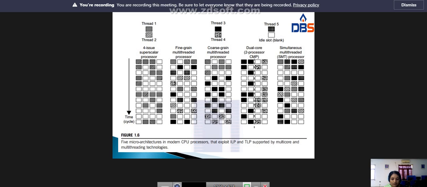Coming to the superscalar, what is meant by a superscalar processor? A superscalar processor is single-threaded with 4 functional units. Each of the 3 multi-threaded processors is 4-way multi-threaded over 4 functional data paths.